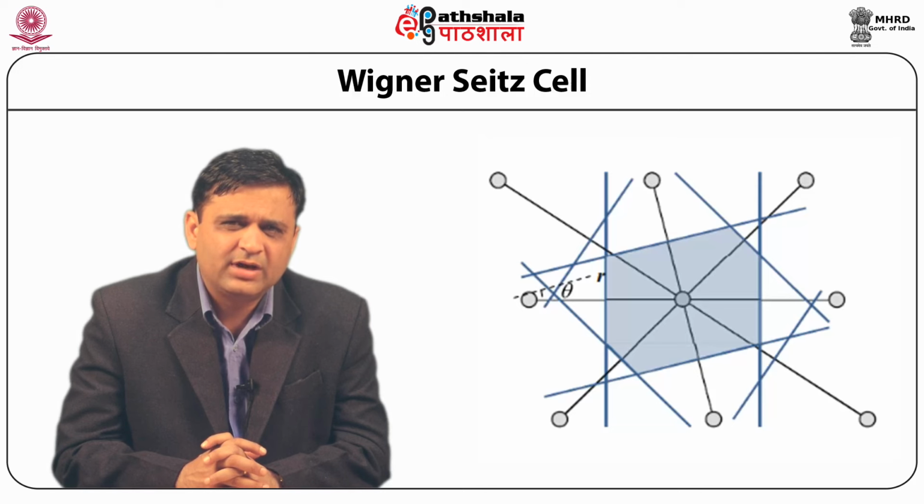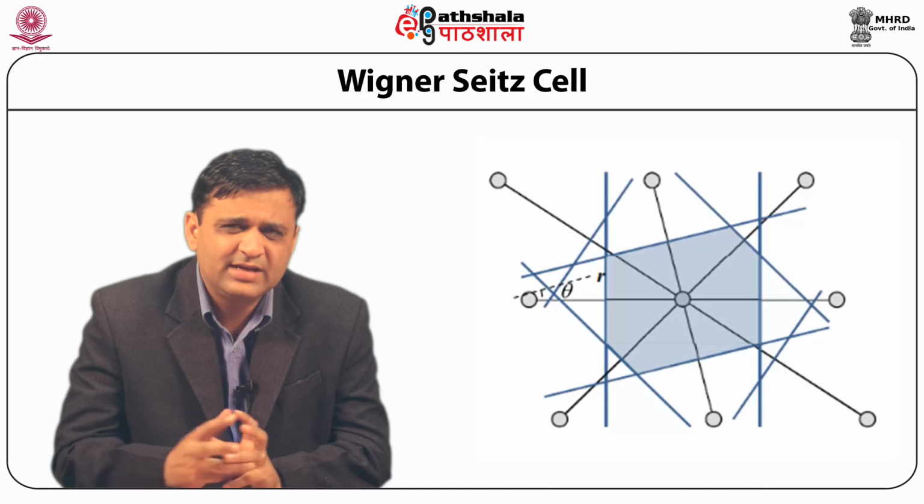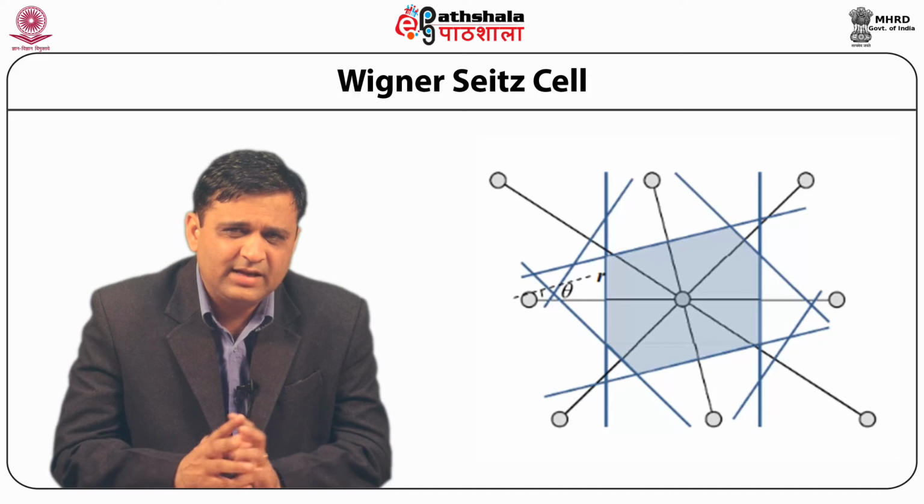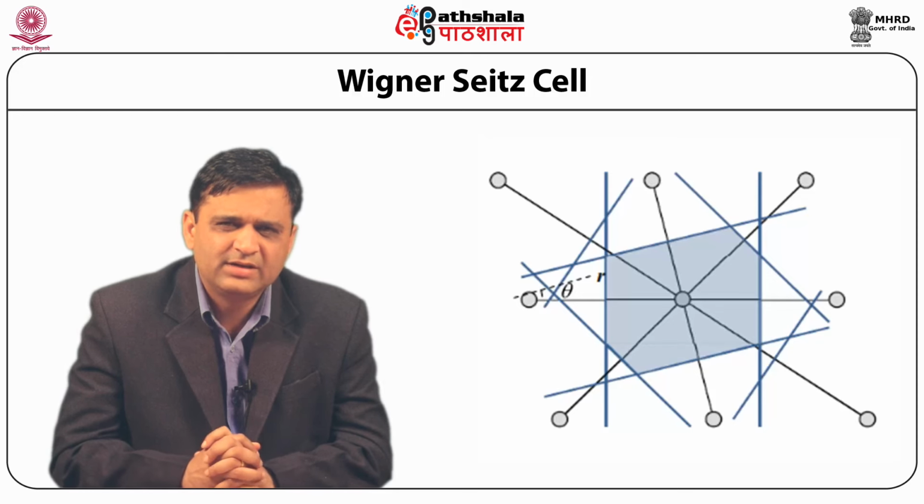Now you can see that this kind of cell contains a single lattice point inside it, and the area enclosed by this cell is the smallest area. This type of construction is called the Wigner-Seitz cell.